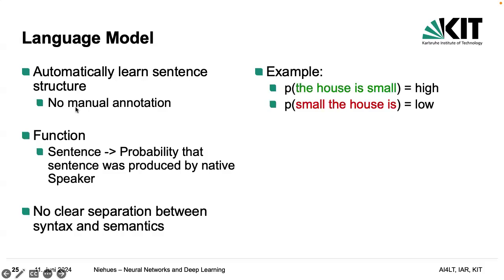So what a language model should do is, for something like the house is small, give a high probability, as that is a sentence that you can say. And if you have small the house is, that is not really a good sentence, so that should have a very, very low probability. So how can you build this type of model which tries to predict whether this is a very good sentence, or this is a quite bad sentence?